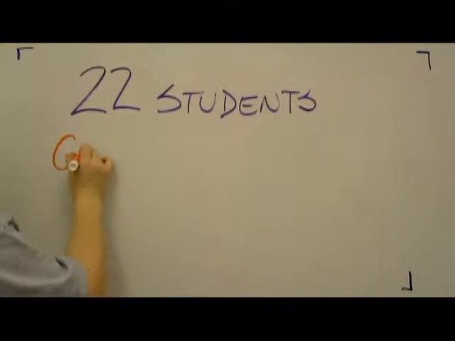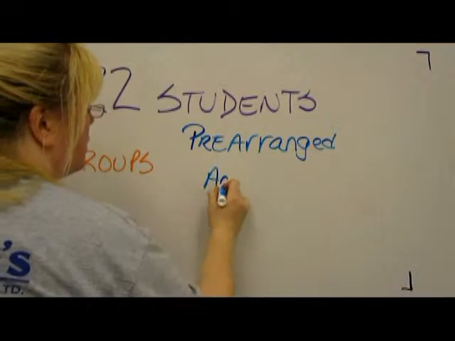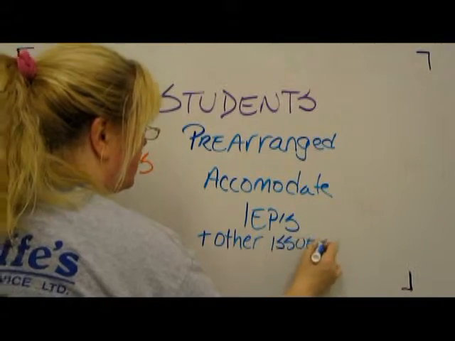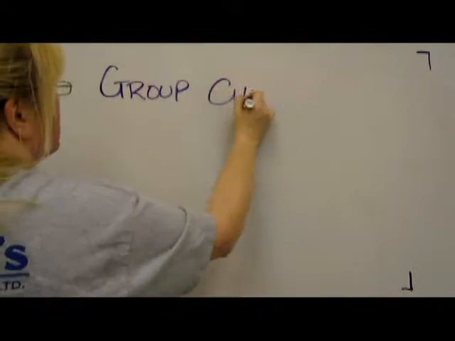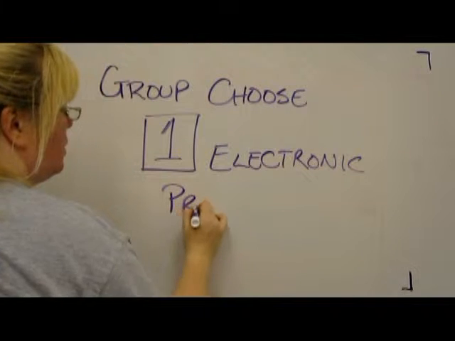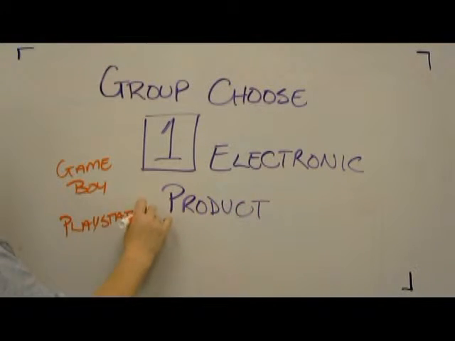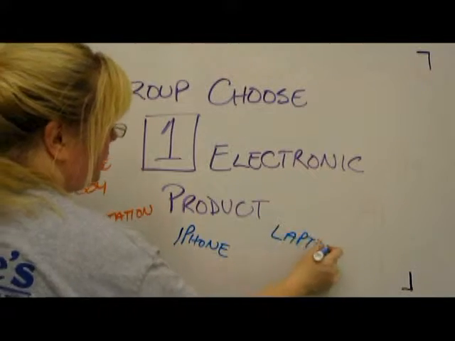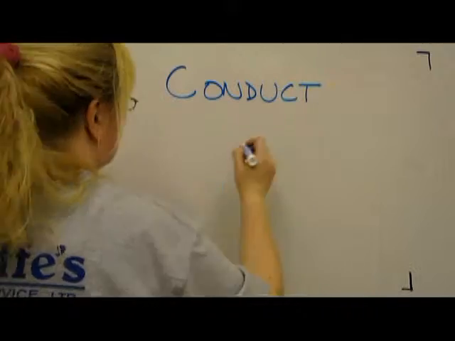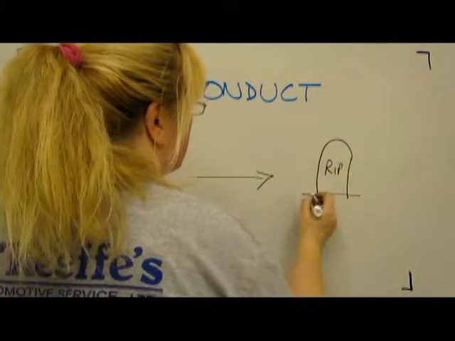Now, you've got 22 students, so you're going to break them into groups. And these are going to be prearranged groups that are going to accommodate for the IEPs and the other issues. So you're going to have 3 groups, 2 of 7, 1 of 8. The groups are going to choose 1 electronic product. It could be like a Game Boy, it could be a PlayStation, it could be an iPhone, a laptop, or a cordless phone, anything that's electronic. And from that they're going to conduct the cradle to the grave.